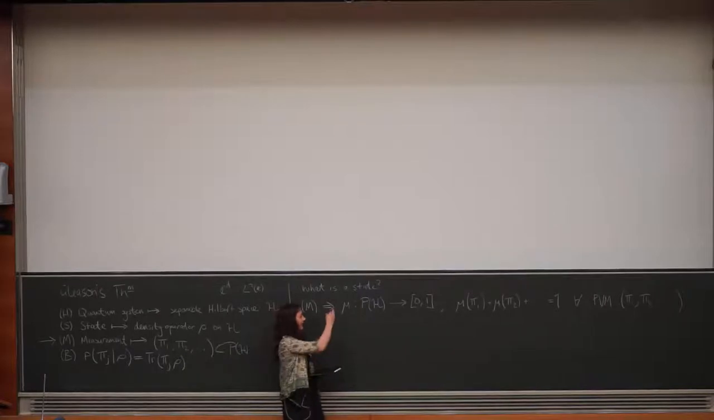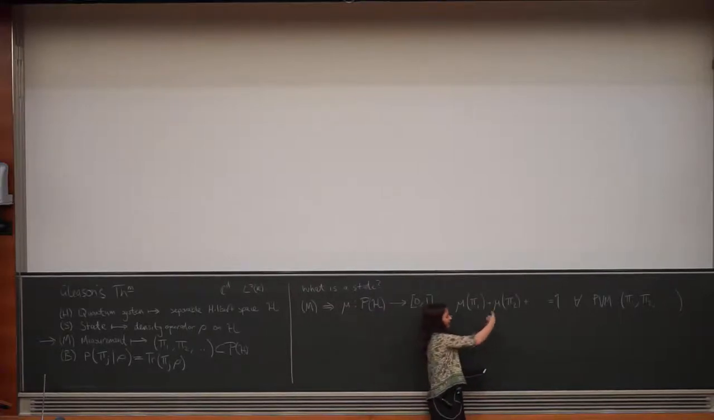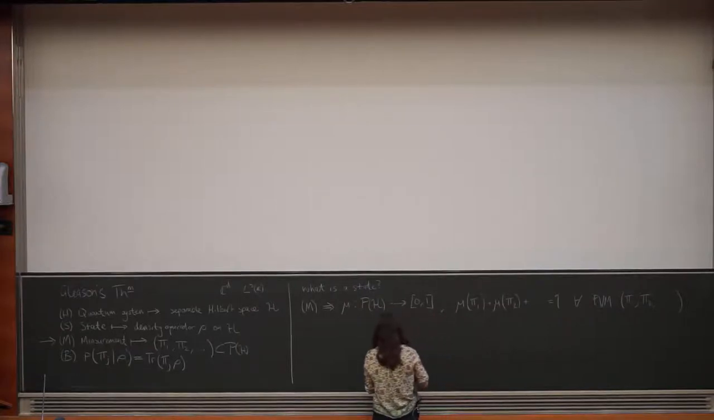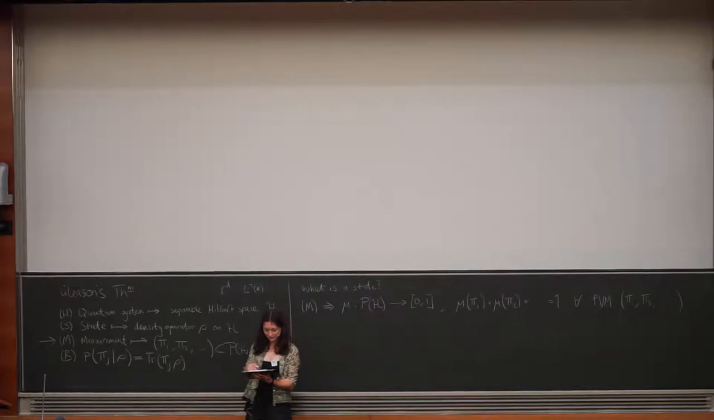Maybe this is the most fundamental concept to remember, so let me go through it once more. The state assigns probabilities to all the different outcomes of the measurements, and if we have all the different disjoint outcomes of a possible measurement, then we want the probabilities of those to sum up to one, because of probability. So this is our setup, and now we're ready to learn what Gleason's theorem tells us.